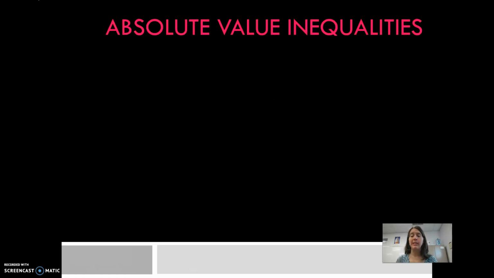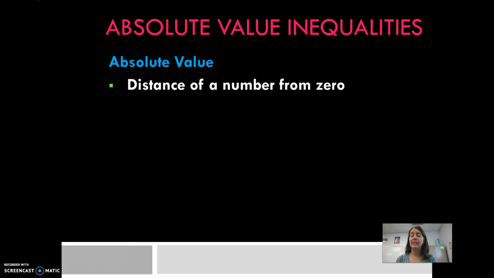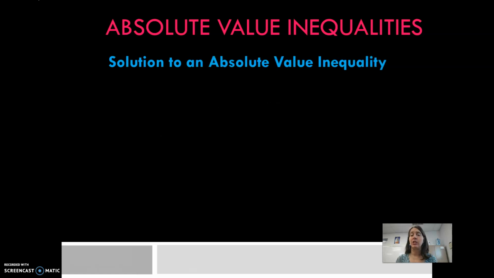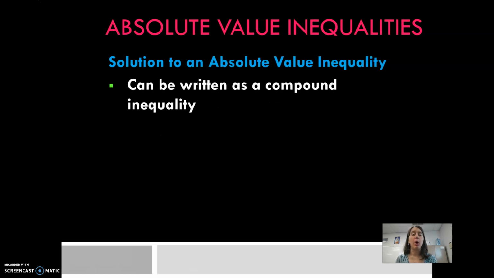Just to review something we did go over yesterday, our absolute value. Remember, absolute value is a distance from a number from 0, which means absolute value is always positive. You can never have a negative answer when it comes to an absolute value. Absolute value can't equal a negative number. We did see yesterday that the solutions to our absolute value inequalities were written as compound inequalities.